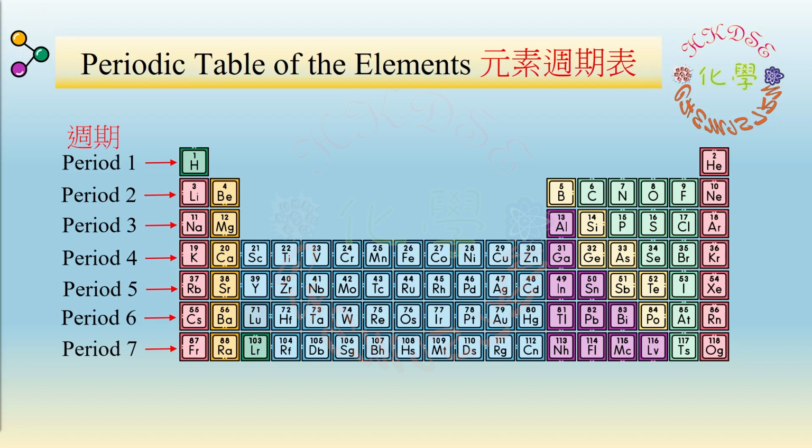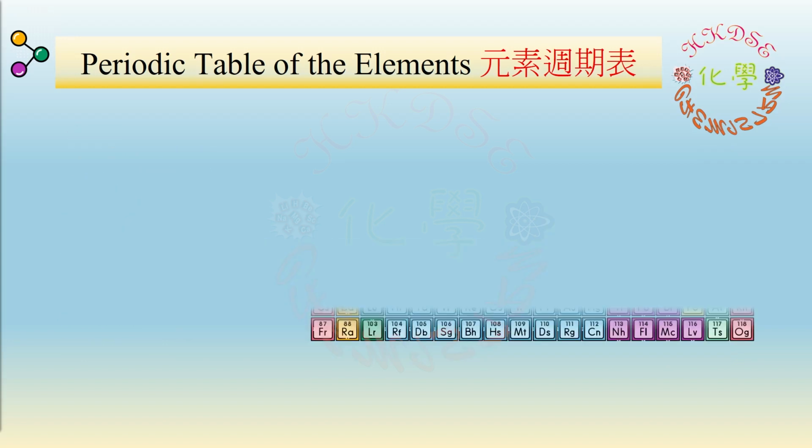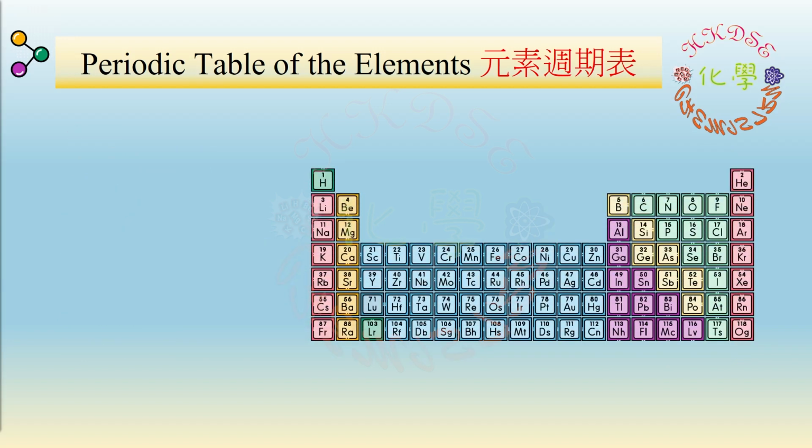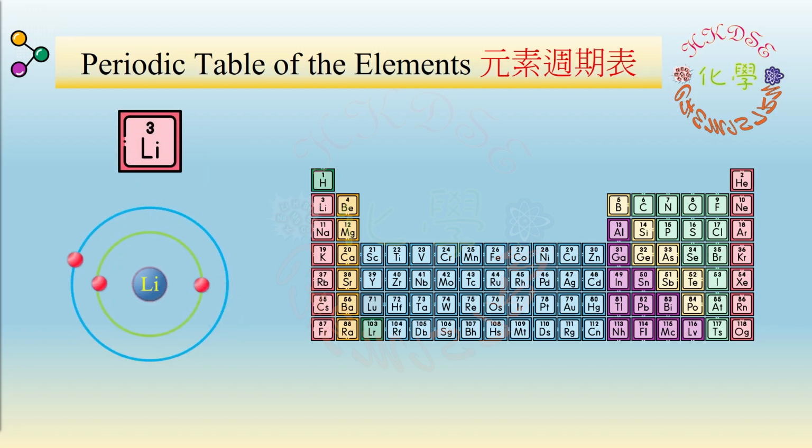The period number is equal to the number of occupied electron shells in its atom. For example, the element hydrogen in period 1 has 1 electron shell. The element lithium in period 2 has 2 electron shells, and so on.